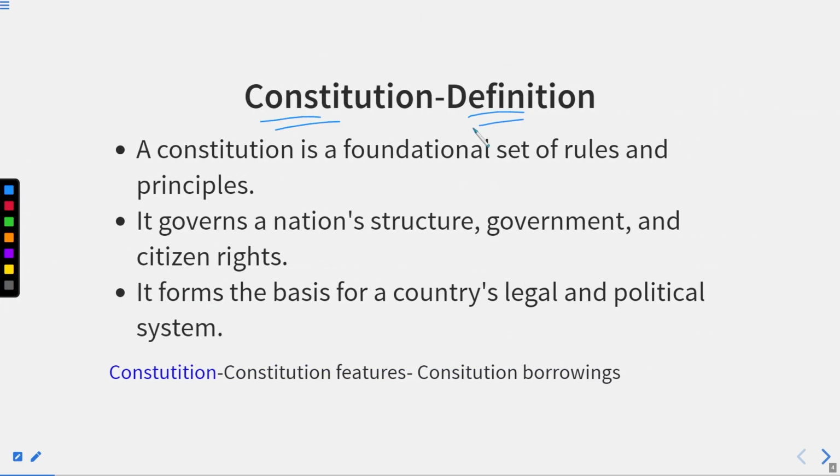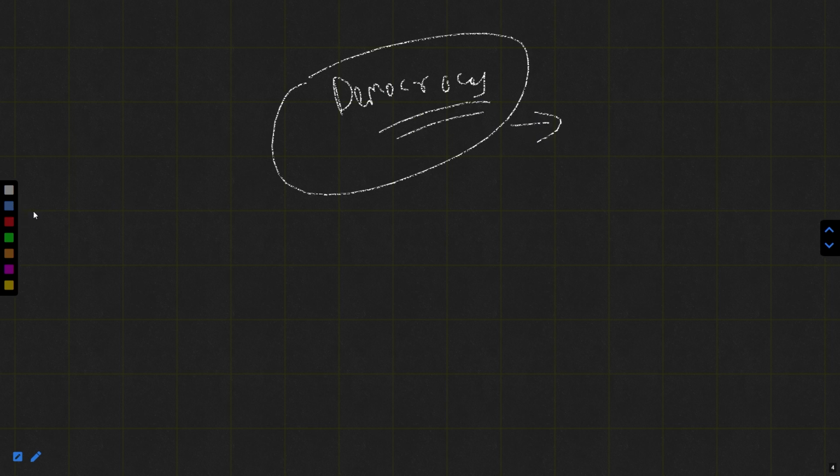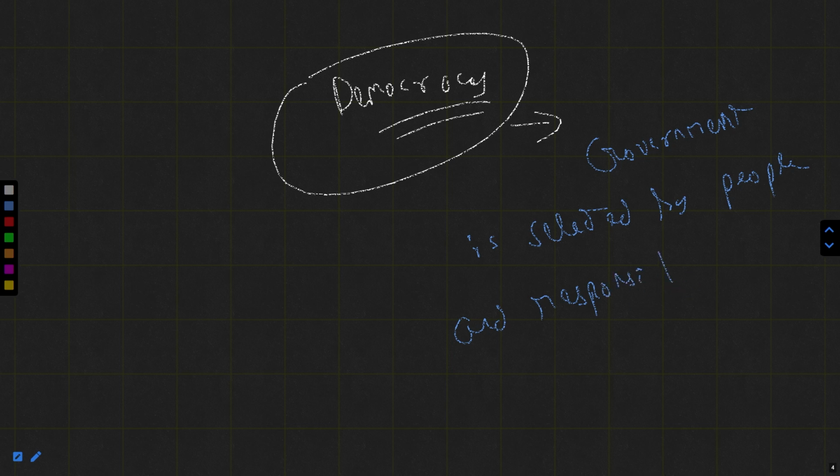Constitutional definition. When we talk about the constitutional definition, I'm not specifically talking about the Indian constitution. Almost every democracy in the world, democracy meaning where the government is selected by people and responsible to people. That is the democracy.